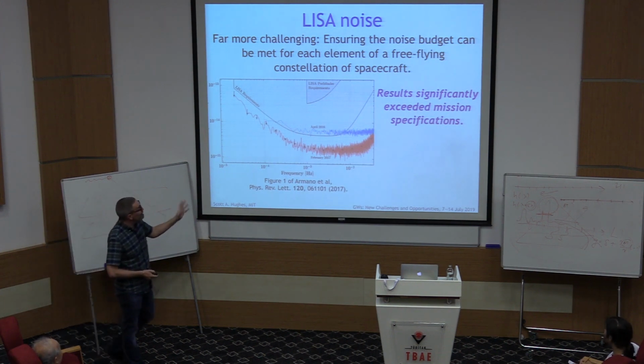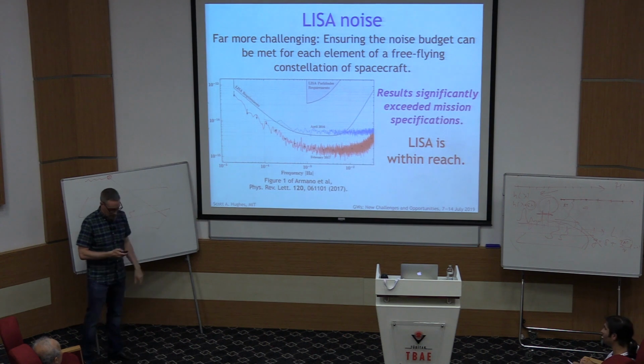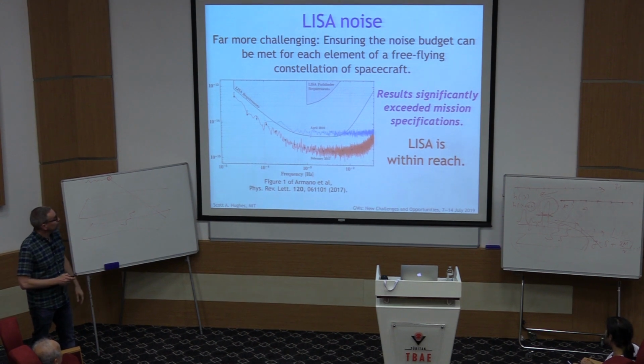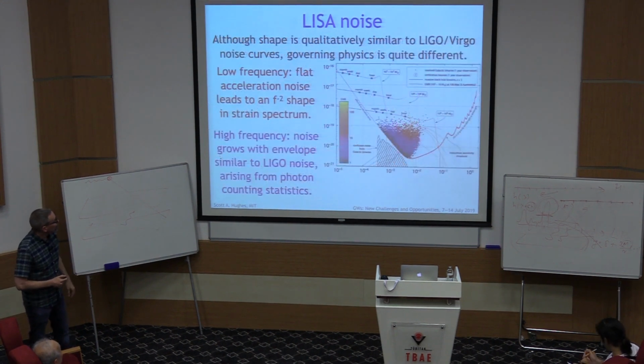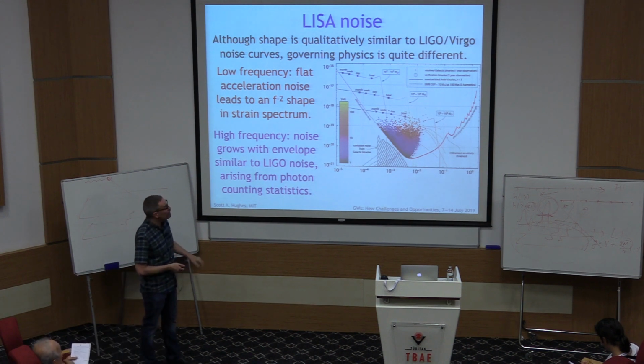But the money was very much well spent because it really demonstrated that they could achieve the LISA requirements. And LISA clearly became within reach. And so that's one of the reasons why the mission is now very actively being pursued. So let's look then at what the projected budget is likely to be, the noise budget is likely to be.